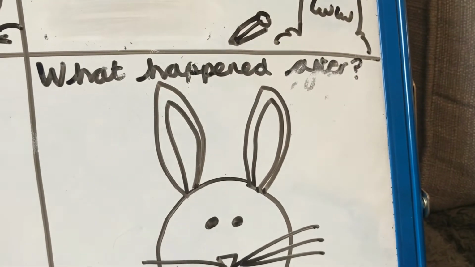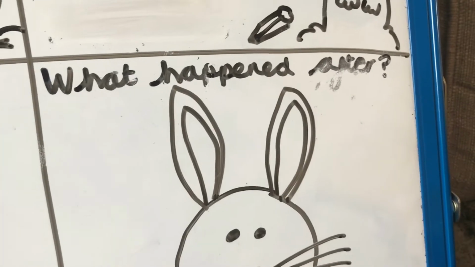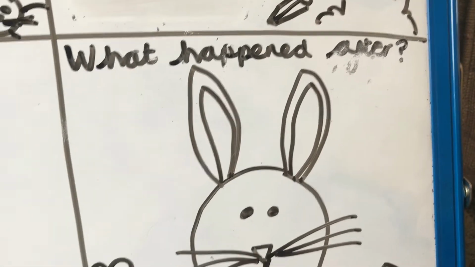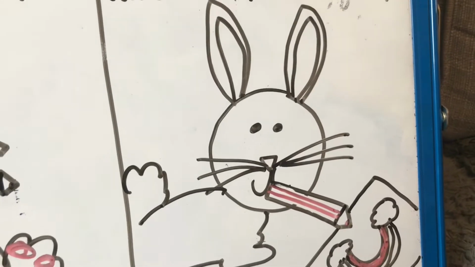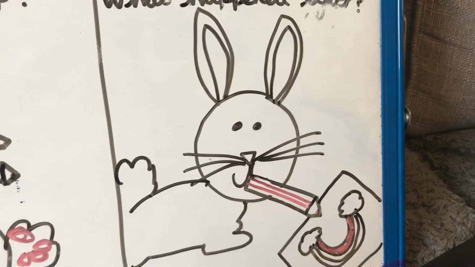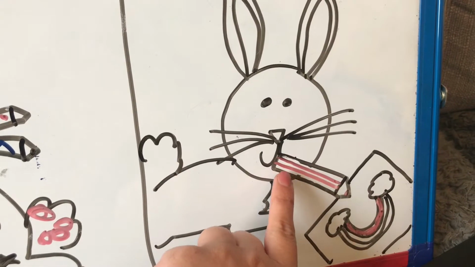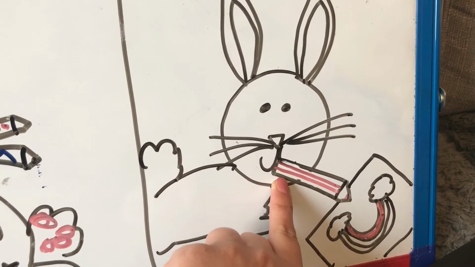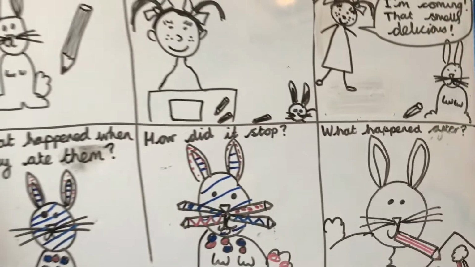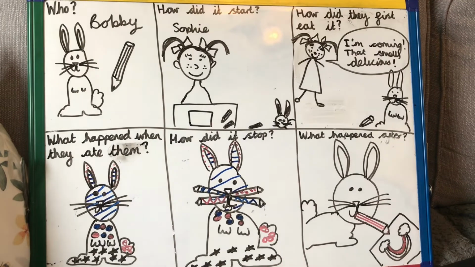And the final part of your story is what happened after. So what happened after your character stopped eating things that they shouldn't? So it was a really happy ending for Bobby. Instead of eating the pencils, Bobby started to draw with the pencils. And he was the first rabbit in the world to be able to produce artwork using pencils that he used in his mouth. Okay, so now I have completed my plan, so I'm ready for my story writing tomorrow.